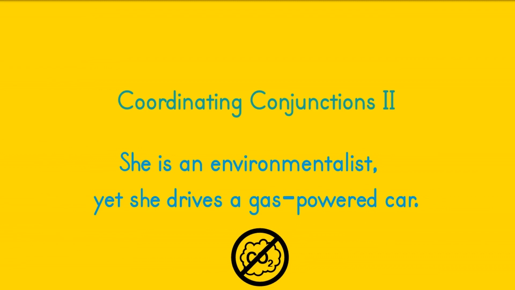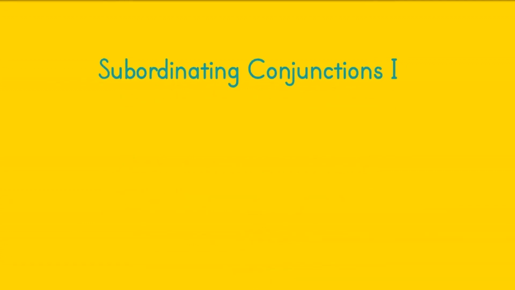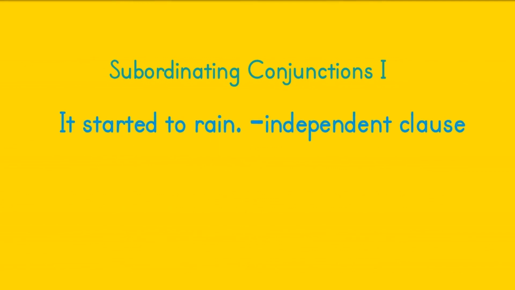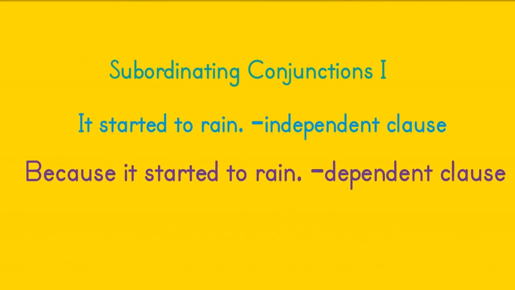In the sentence, she is an environmentalist, yet she drives a gas-powered car. Yet is a suitable selection of coordinating conjunctions here because both clauses are independent, and the ideas in each contrast with each other. Subordinating conjunctions link an independent clause and a dependent clause or a subordinate clause together.